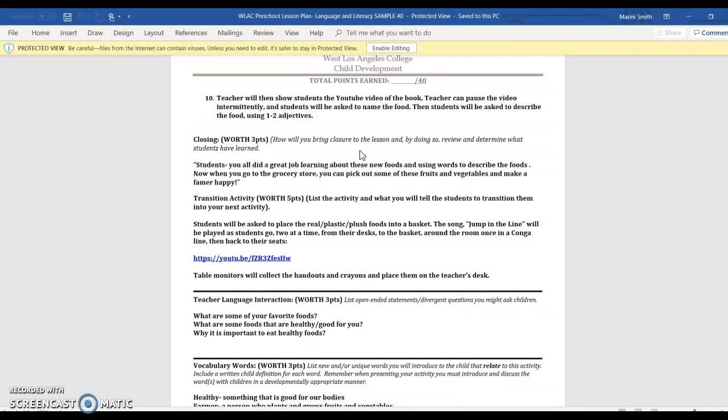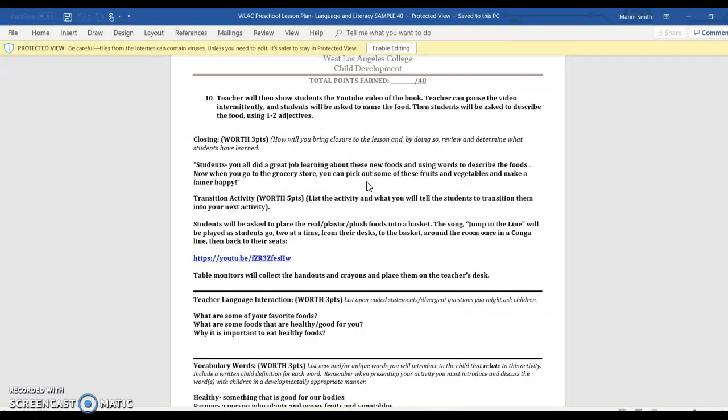So here's one way you might approach it. Students, you all did a great job learning about these new foods and using words to describe the foods. Now, when you go to the grocery store, you can pick out some of these fruits and vegetables and make a farmer happy. So I'm connecting it back to the learning where students are describing foods, and it's connecting back to healthy choices.